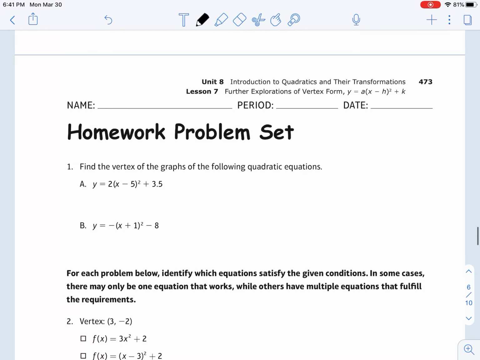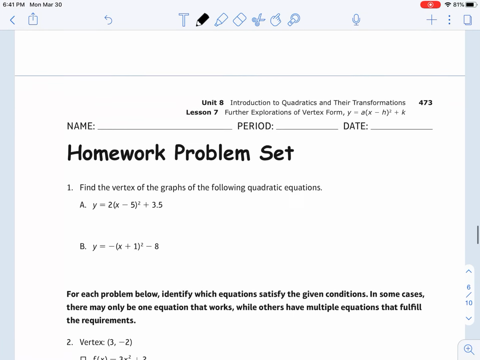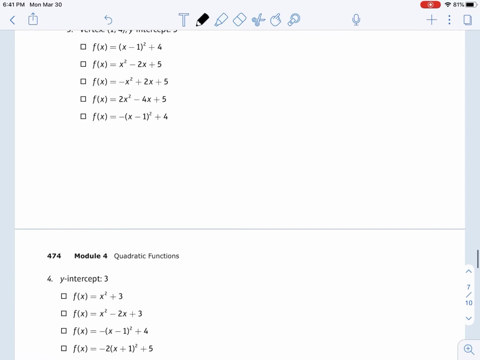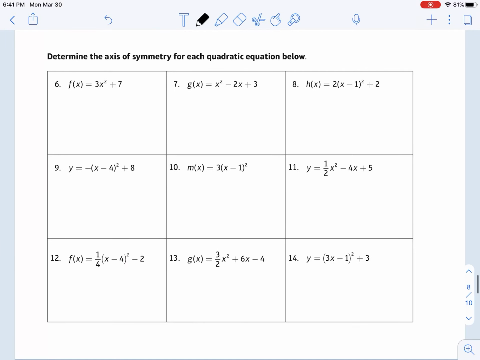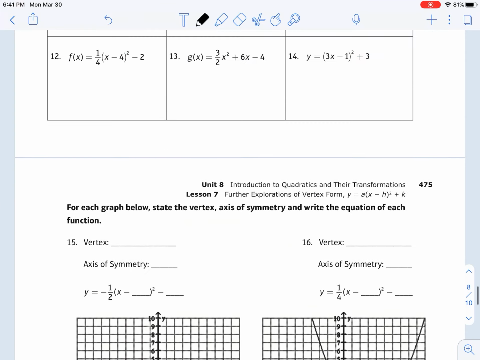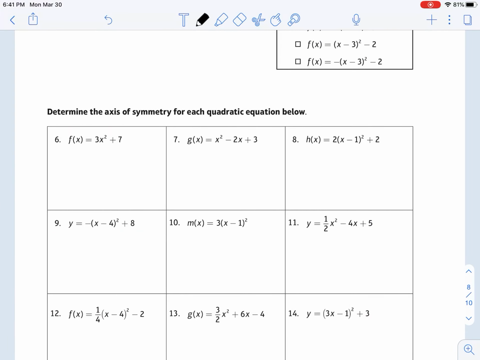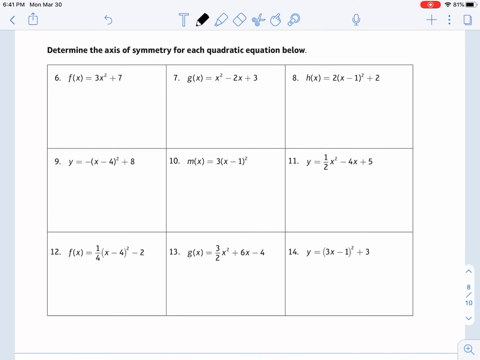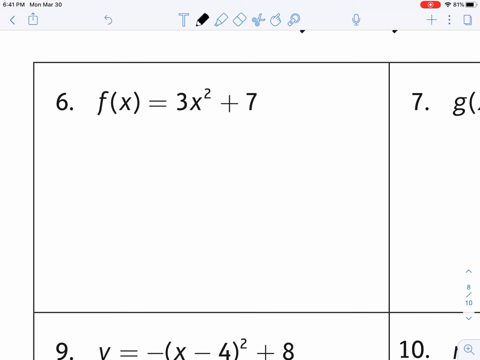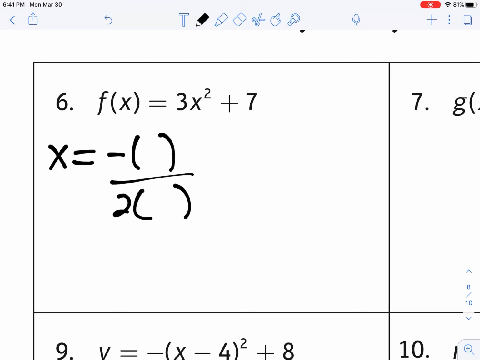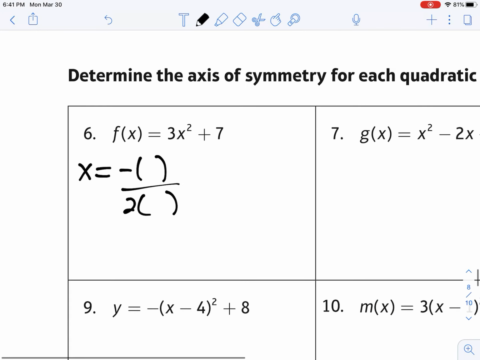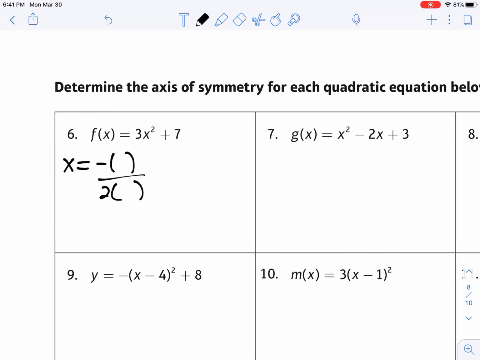All right, so for your homework problem set, you're going to try numbers 6 through 16. What you're going to do is determine the axis of symmetry for each quadratic equation below. Notice that here, you're going to use the axis of symmetry formula, x equals a negative b all over 2 times a, because it's in standard form. It's not in vertex form. Well, it kind of is, but I'm not. It's kind of in both, I should say.